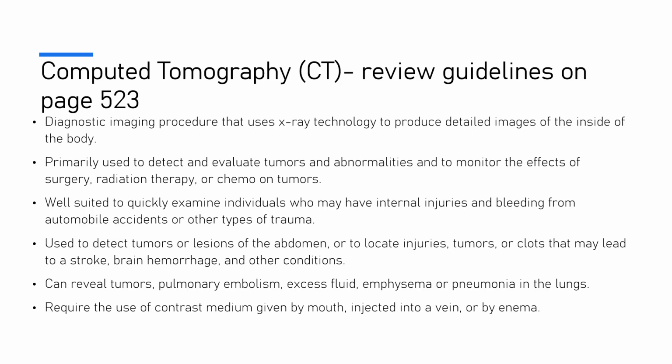It's used to detect tumors, lesions of the abdomen, locate injuries, tumors, clots that may lead to a stroke, brain hemorrhage, and other conditions. And it can reveal tumors, pulmonary embolism, excess fluid, emphysema, or pneumonia in the lungs. So this is used to view a whole lot. We can do CTs of the head, and we can do CTs of the abdomen. We can see a whole lot with a CT.